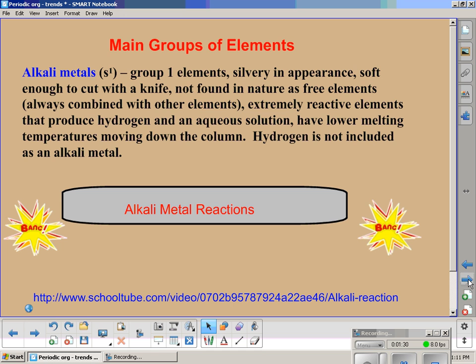Now, I said these look kind of cool as you're going down the periodic table. At the bottom of this slide, there's a web address to a video that's unfortunately not on YouTube, but it's kind of cool. They go through each one of these elements going down the table, and you can see how each one is a little bit more reactive than the one before it. Kind of interesting to watch. You might want to check it out.